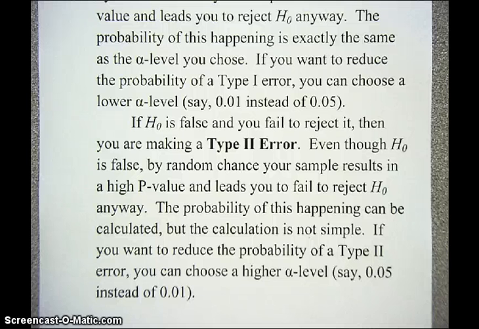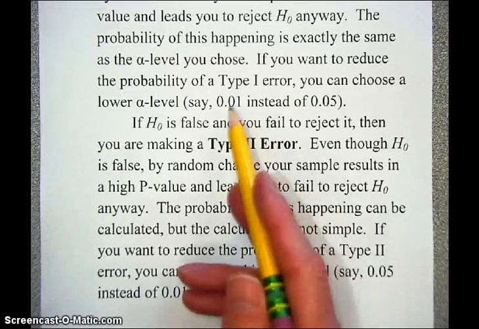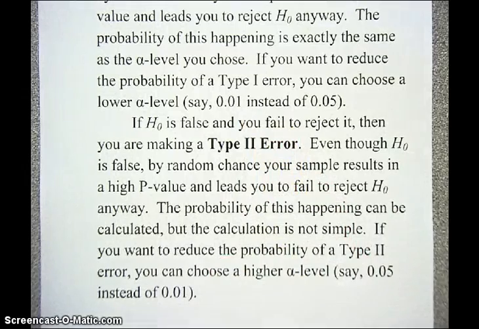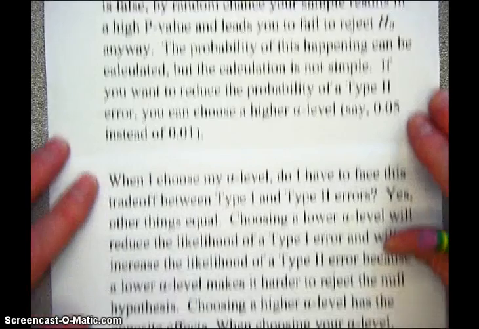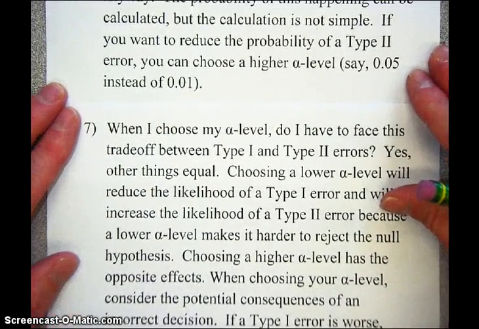But if you want to reduce the probability of a type 2 error of this type, you can choose a higher alpha level. Say if you were using 0.01 and you want to make it harder to commit a type 2 error, raise your alpha level to 0.05. Now you notice that when you do that, you're going to have to pay at the other end in terms of type 1 errors. So here's a trade-off you're going to have to deal with.